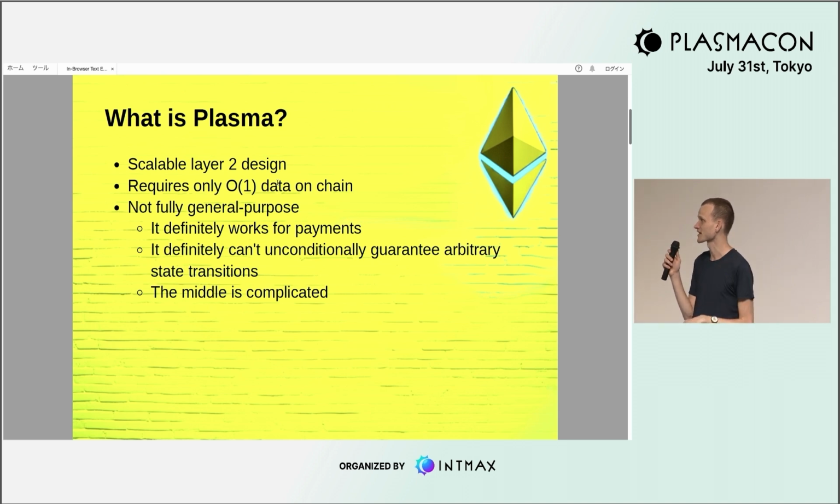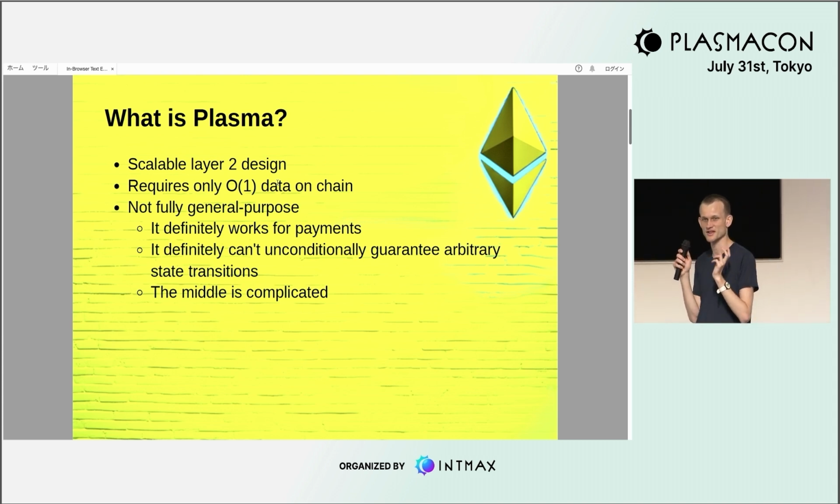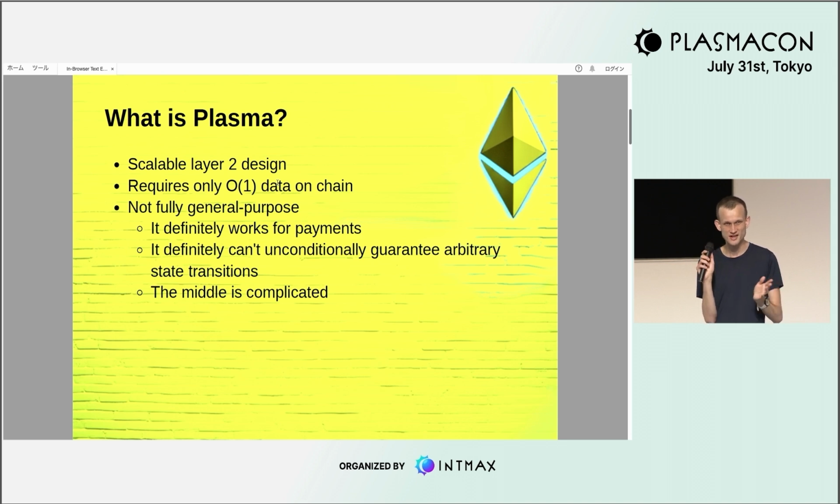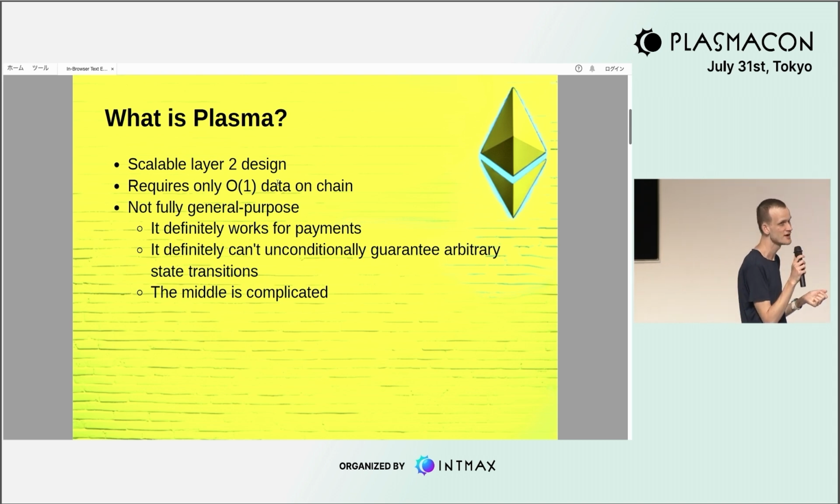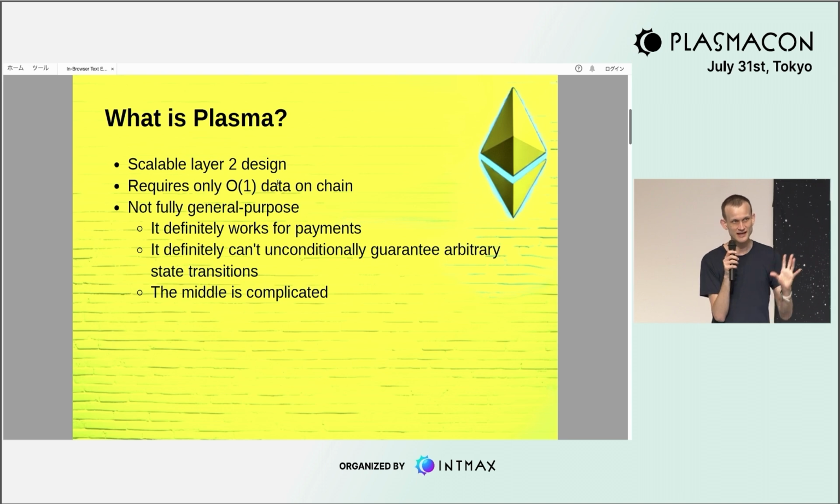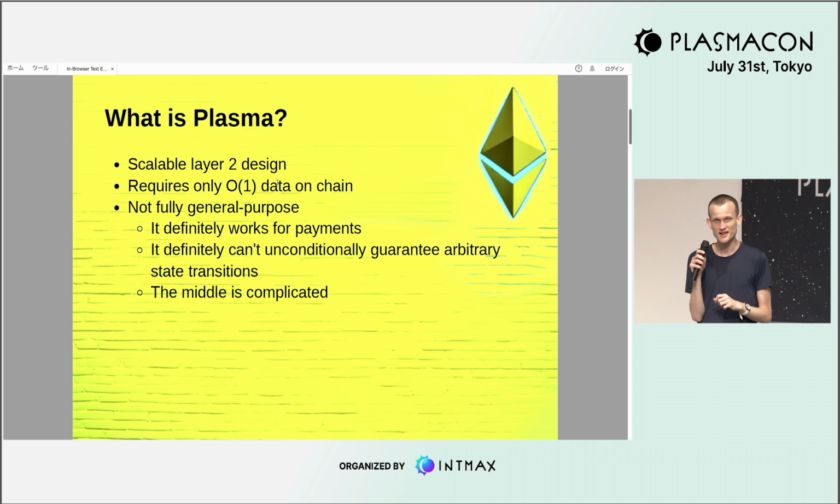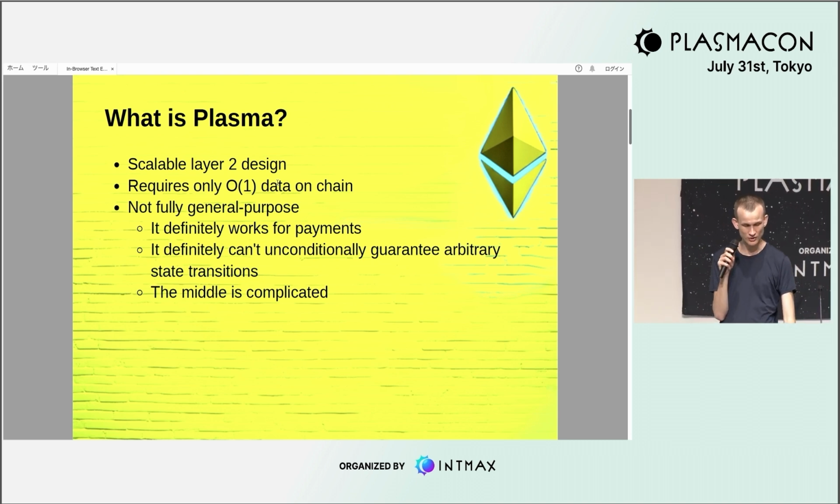And what you get for it is that it works for payments, and it works for many other applications, but it is not fully general purpose. So Plasma by itself cannot run the EVM, at least with the same kinds of unconditional security guarantees that you can get with a rollup. So Plasma works perfectly for payments. It does not work, at least unconditionally, for a very general purpose EVM. And what you can do in the middle, it's complicated. And over the last 5 years, the space of things that you actually can do with these Plasma designs has actually improved quite a bit.